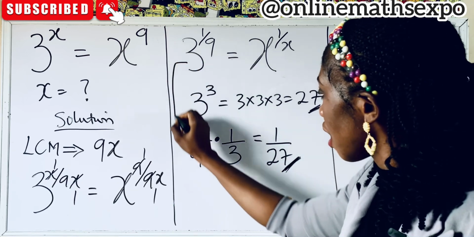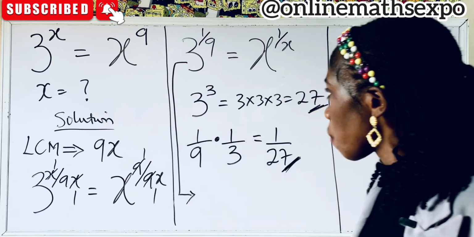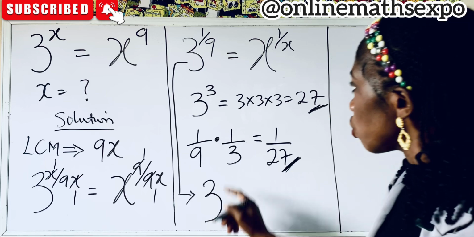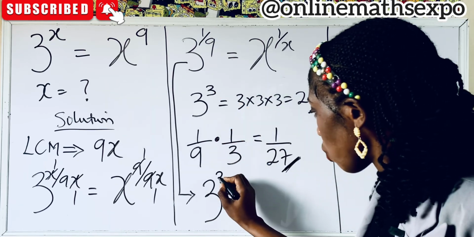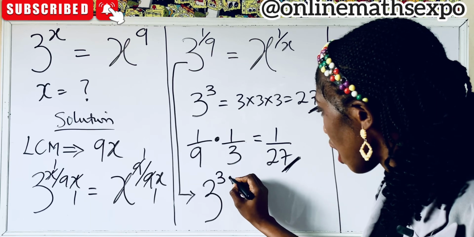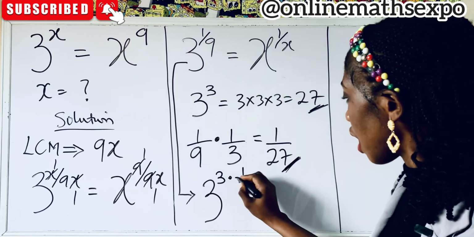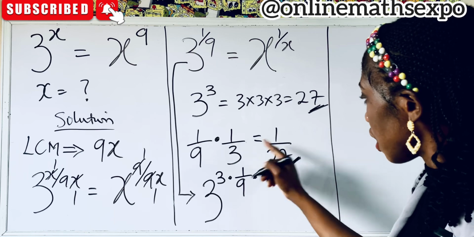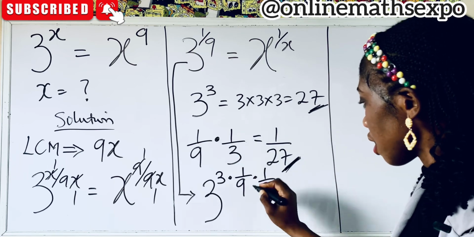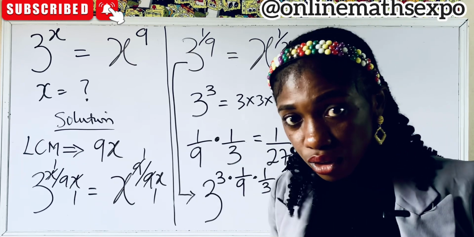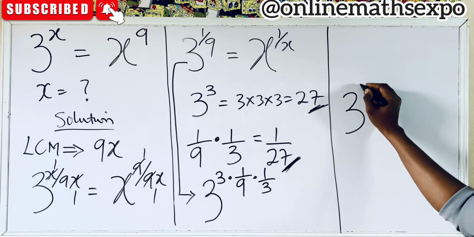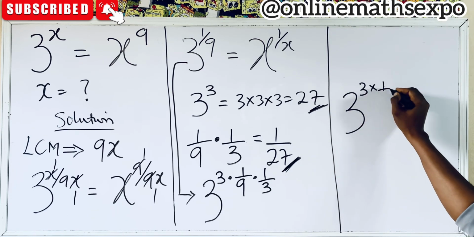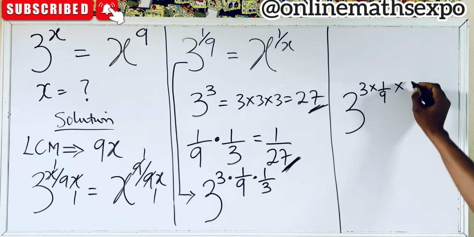From here, I'm going to have now 3 to the power of, if I raise this to the power of 3, this is what we have, multiply by this 1 over 9. I also multiply it by 1 over 3. Did we commit any error? Let's see. For this, look at what you have here. This is 3. When you multiply by 1 over 9, multiply by 1 over 3.